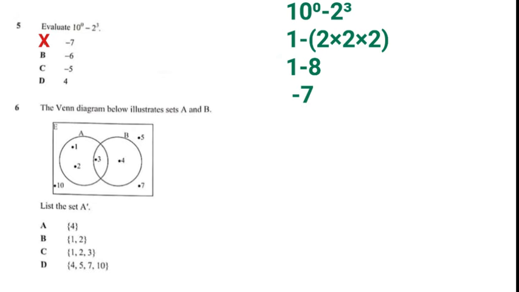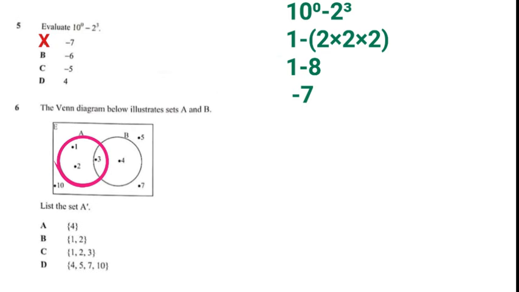First we need to identify which set is set A. The one I've circled in pink is set A. Set A has members which are 1, 2, 3. The rest do not belong in set A.